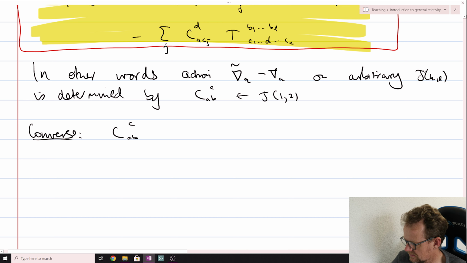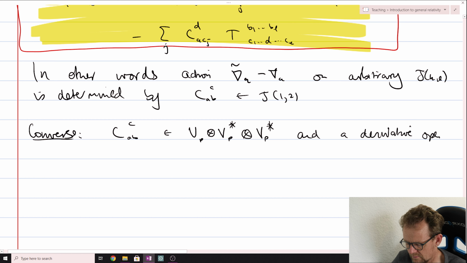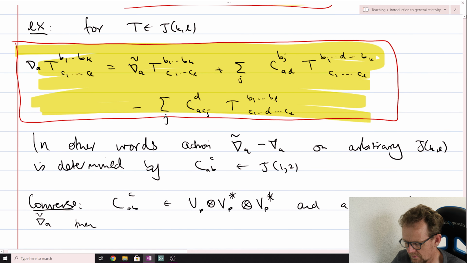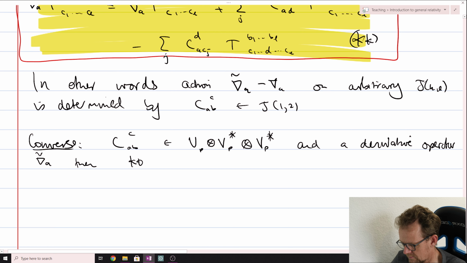I've just realized something that I have to correct. I'll do that in a second. Converse. So given this field of numbers here, functions here, and a derivative operator, delta A twiddle, then defining delta A by delta A twiddle, by star star, is also a derivative operator.